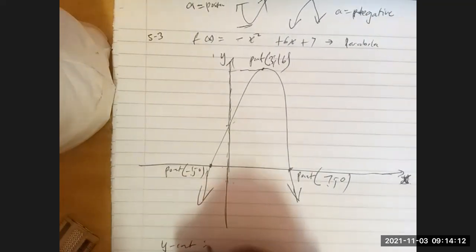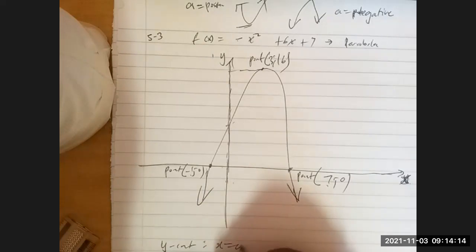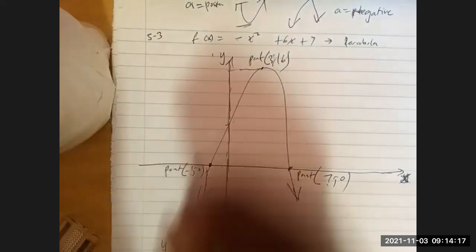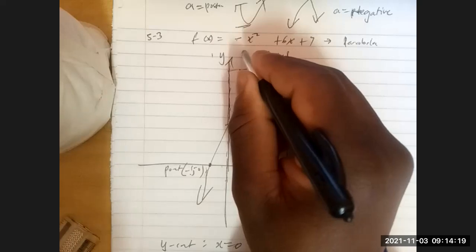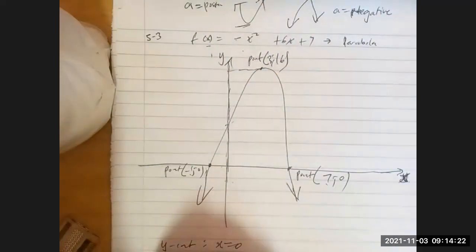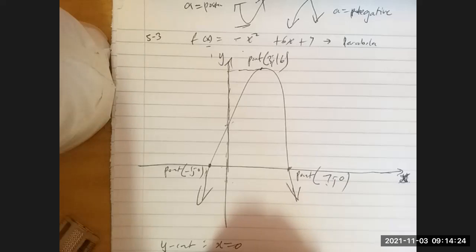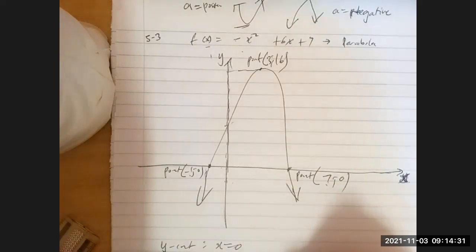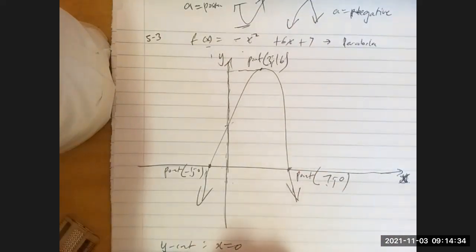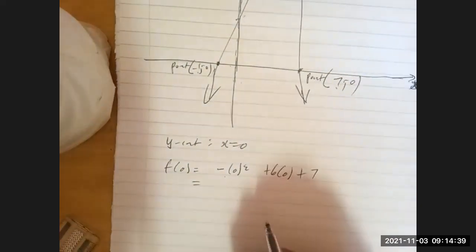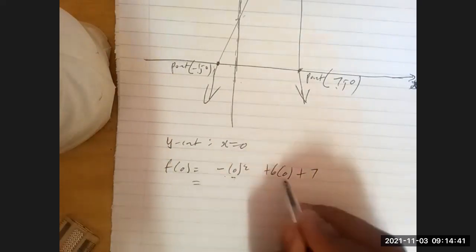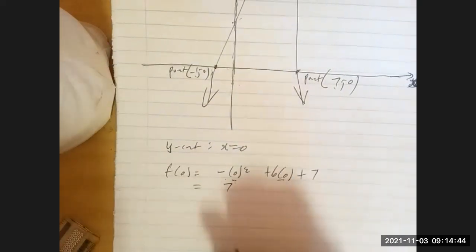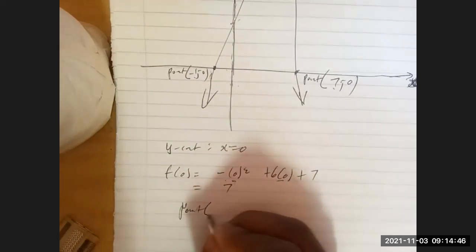Y-intercept, what do we do? We let x equal to 0, right? So this is the graph, okay? Where we see x, we're gonna put 0 there. So we're gonna have f of 0 is equal to negative 0 squared plus 6 multiplied by 0 plus 7, okay? And if you solve for this part, you're gonna get 0 here. So it means you're gonna get f of 0 being 7. So the y-intercept is the point 0 and 7.